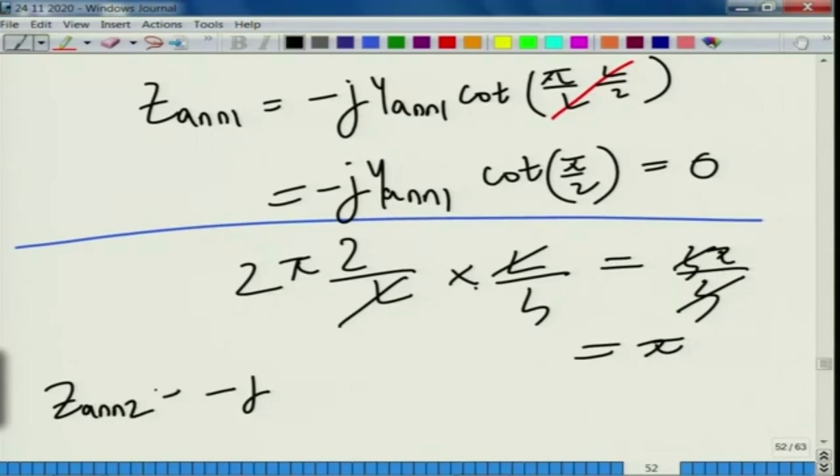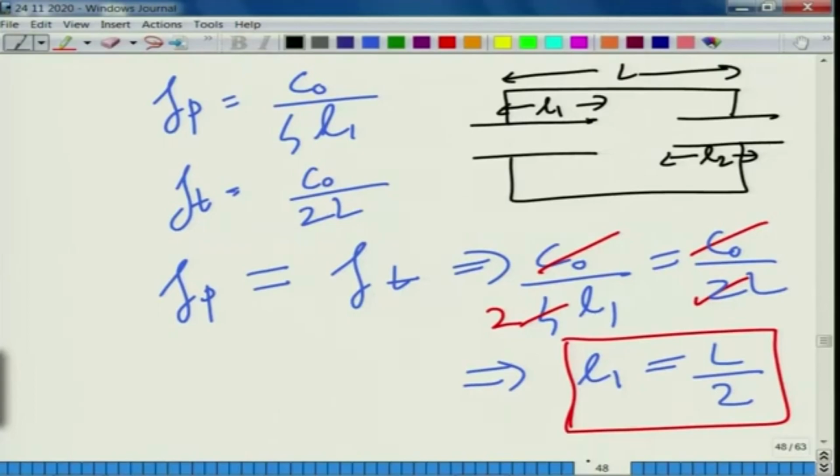So, then what is the argument of the annular cavity? A and 2 is equal to minus j and 2 into cot of pi, which is definitely not 0, it is actually cos pi by sine pi. So, it is actually tending to infinity theoretically.